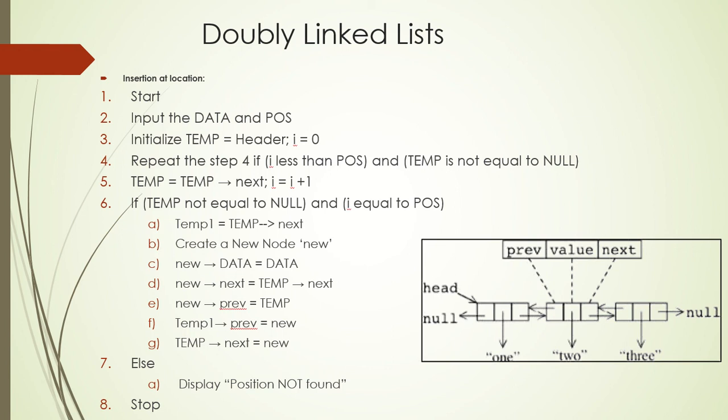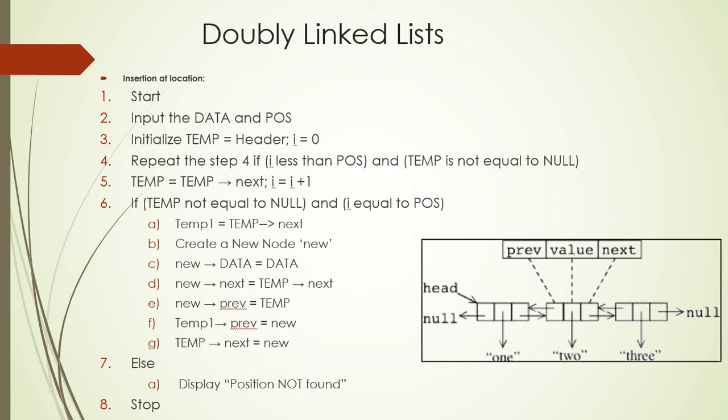Okay, so instead of PTR we have used temp here. So that's just a temporary pointer. So what happens is that initially the temporary pointer is set to point to the header, which is the starting position of the linked list, and you have a variable called I that is going to count for the position. Okay, so initially it is set to 0.